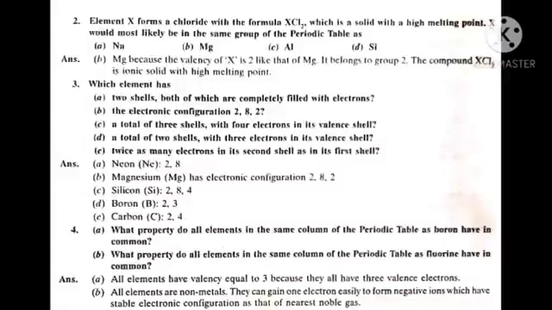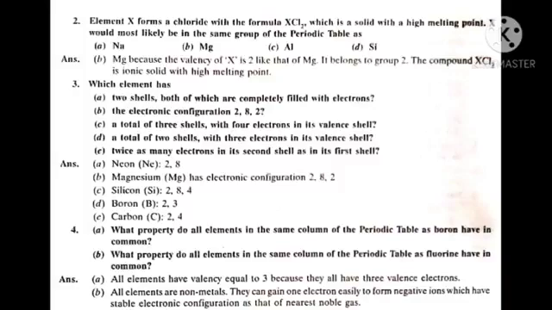Question number 2. Element X forms a chloride with the formula XCl2, which is a solid with a high melting point. X would most likely be in the same group of the periodic table as A, Na, B, Mg, C, Al, D, Si. Answer: B, Mg, because the valency of X is 2 like that of Mg. It belongs to group 2. The compound XCl2 is an ionic solid with high melting point.